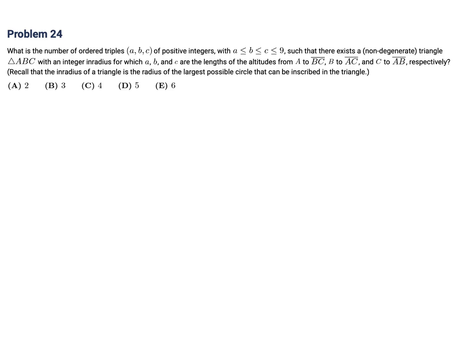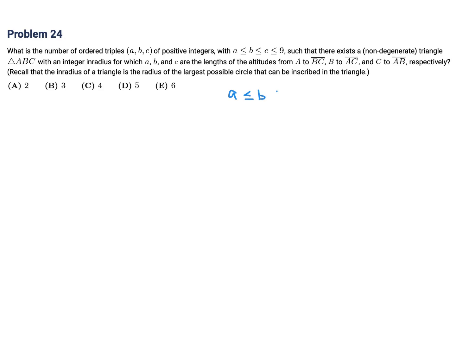What is the number of ordered pairs ABC of positive integers with A less than or equal to B, less than or equal to C, less than or equal to 9, such that there exists a non-degenerate triangle ABC with an interior inradius, for which A, B, and C are the lengths of the altitudes from A to BC, B to AC, and C to AB, respectively. Recall that the inradius of a triangle is the radius of the largest possible circle that can be inscribed in the triangle.